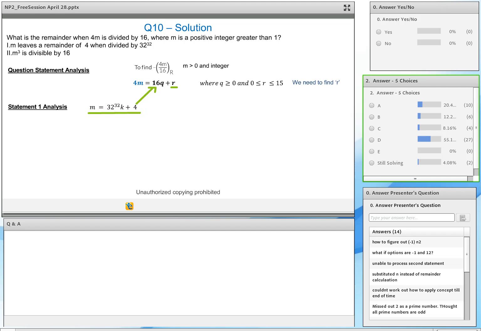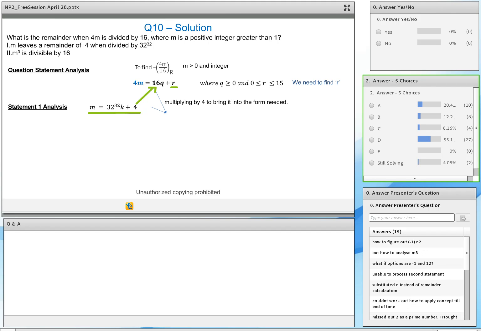Again, I'm applying my process skill of visualization. What I have to do is multiply this equation by 4 so that I can get it in the form of the required equation. That's what I'm doing over here. So when I do that, I get 4m is equal to 4 into this entire right hand side. Now I open up the parentheses and start working my way through simplification. What is my goal? My goal is to get one term in this equation as a multiple of 16 and the other term as not a multiple of 16. That is what my goal is.